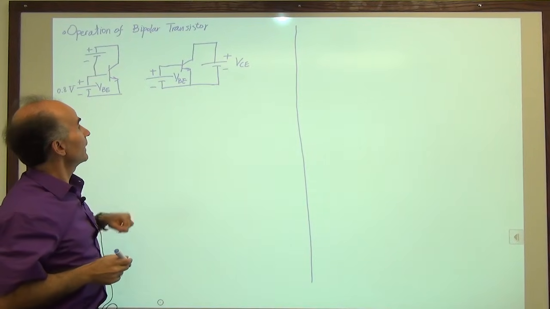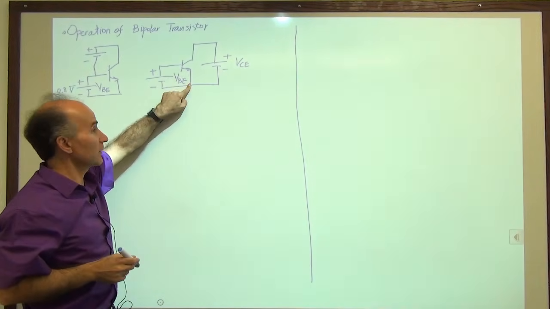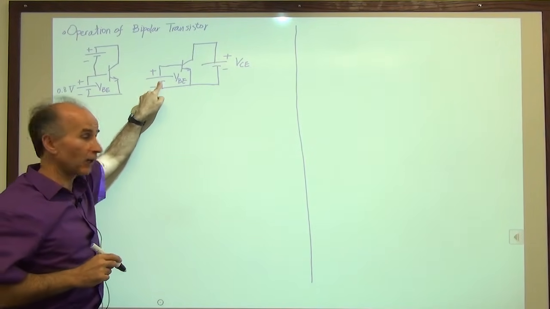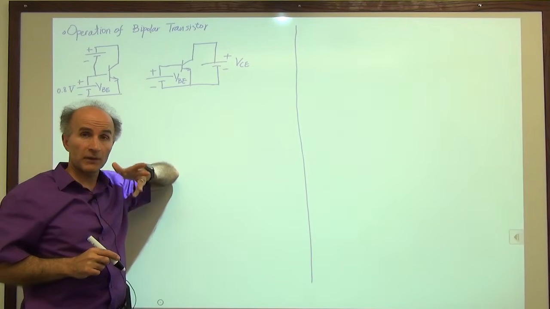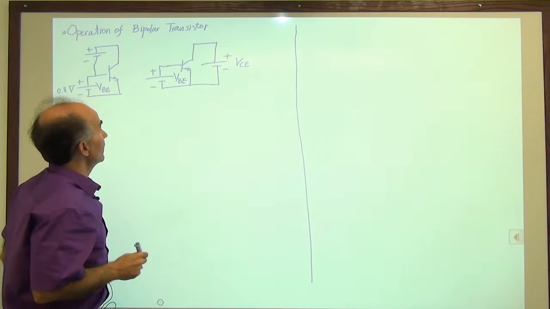So how do we make sure that we still have proper conditions? Proper conditions meaning base emitter is forward biased. That's good. We have a battery, no problem there. But how about collector emitter? Am I sure that collector emitter is reverse biased or has zero bias? Well, that's not that hard.